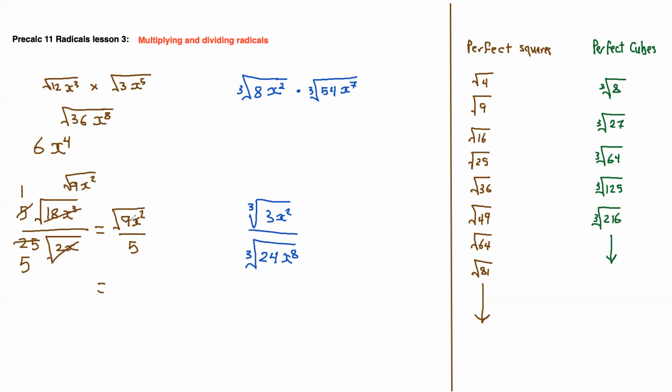And this also, 9 is a perfect square, x squared is a perfect square, so you don't have to do mixed radicals because you could square root all of this, and the square root of 9x squared is just simply 3x over 5.